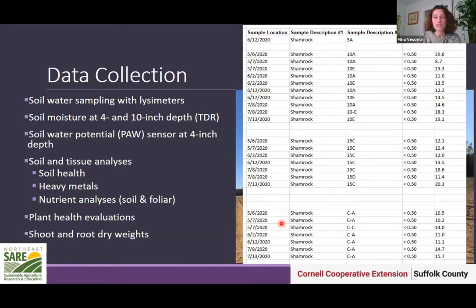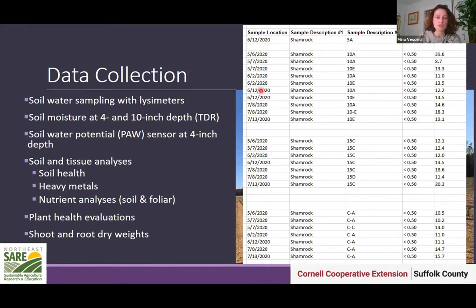This is a screenshot that I took this morning of some of the leachate data. So some of the soil water data. And I need to move this because it's in my way. So, you know, in terms of the ammonium levels, they seem to be pretty consistent, but Debbie and I are kind of shaking our heads at why the nitrate levels seem to be all over the place.